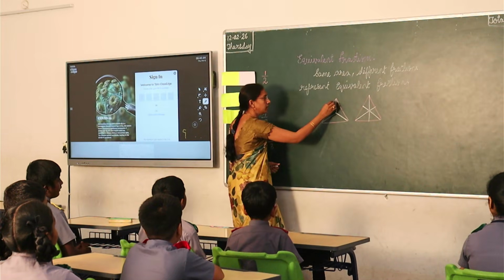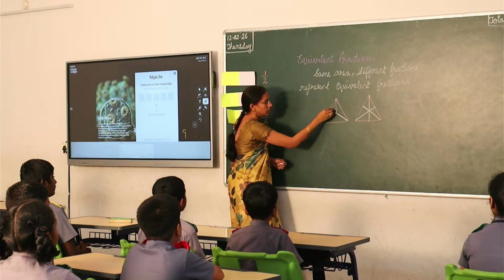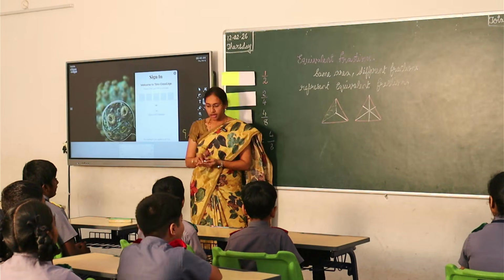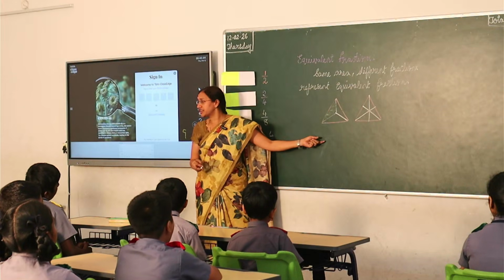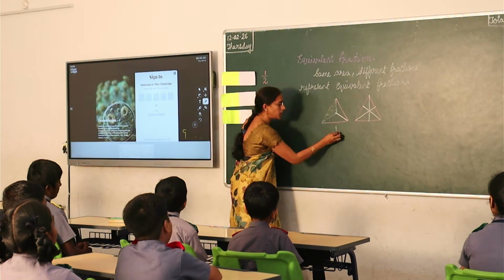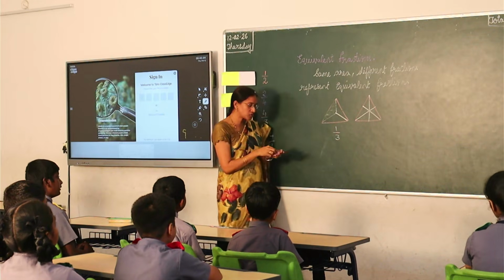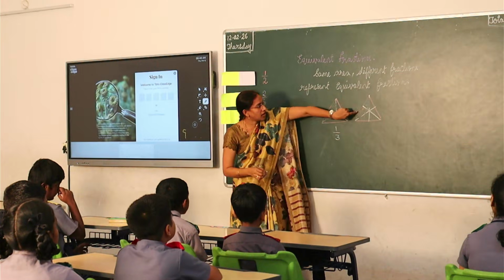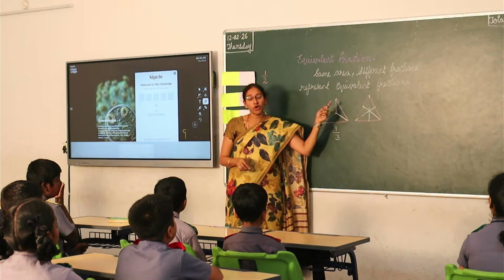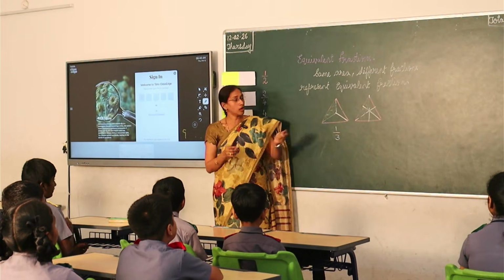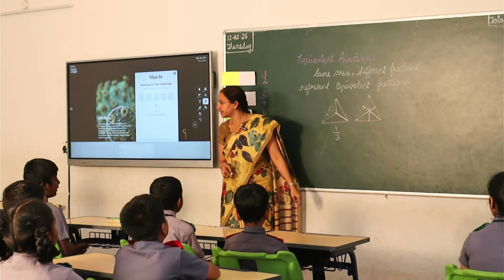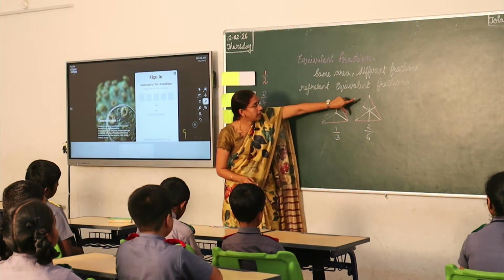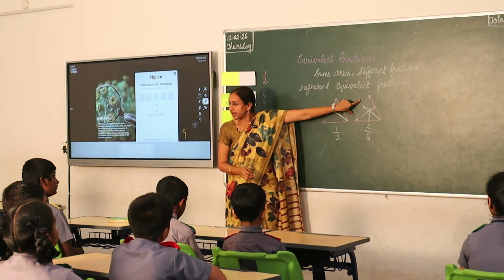Now see the first triangle. Out of these 3 parts, how many parts are shaded? 1. So what fraction of shaded part is represented in the first triangle? 1 by 3. Coming to the next triangle, children. Here, how many parts are shaded? 2. Out of how many equal parts? 6. Now, what fraction is the shaded part here? 2 by 6.